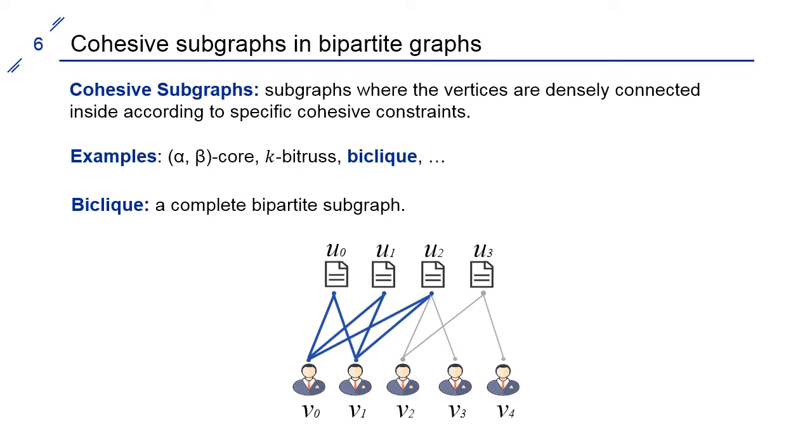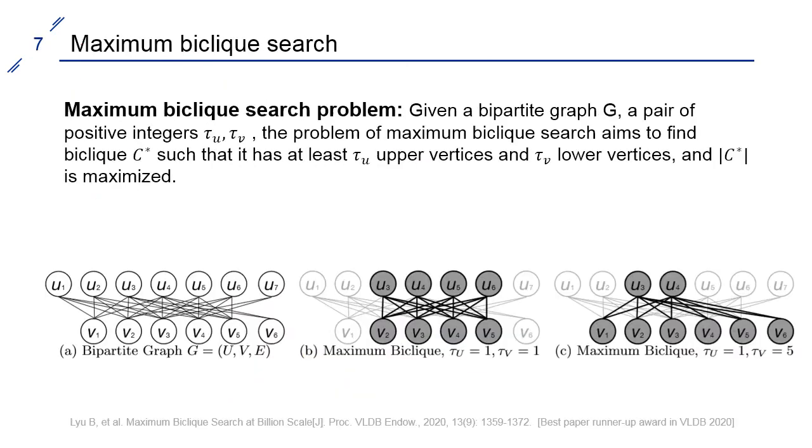For example, in this figure, it is a 3 times 2 biclique because there are 3 upper vertices and 2 lower vertices, and the edges exist between each pair of vertices.